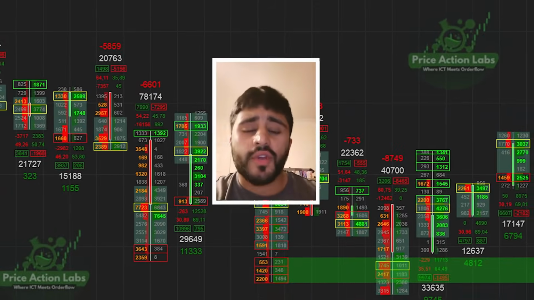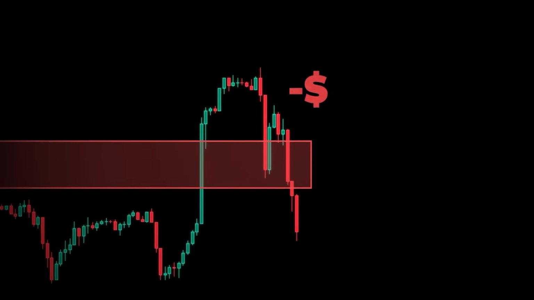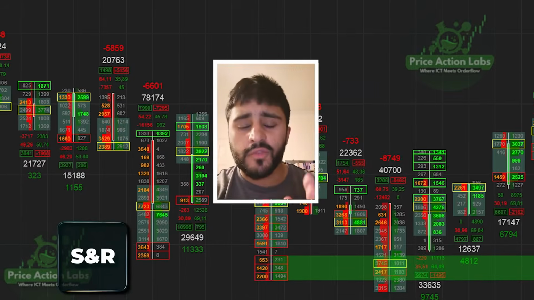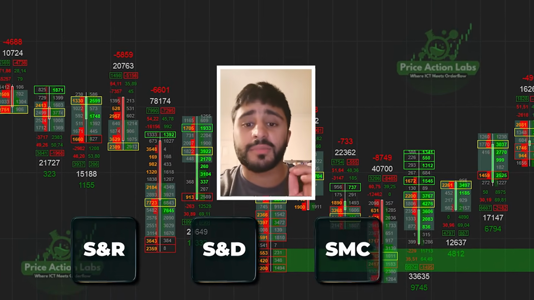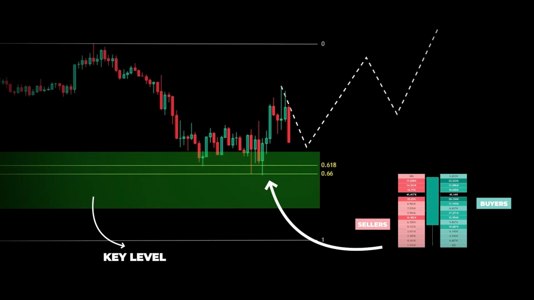The biggest reason traders struggle with this psychology is that they lack proper confirmation inside of their key levels. So if you trade support and resistance, supply and demand, smart money concepts, ICT concepts, I want you to pay close attention to how I use order flow at key levels.